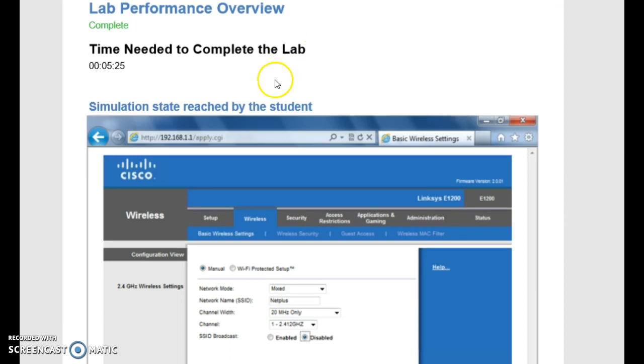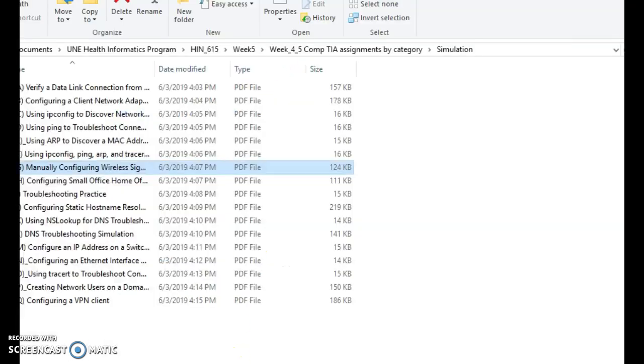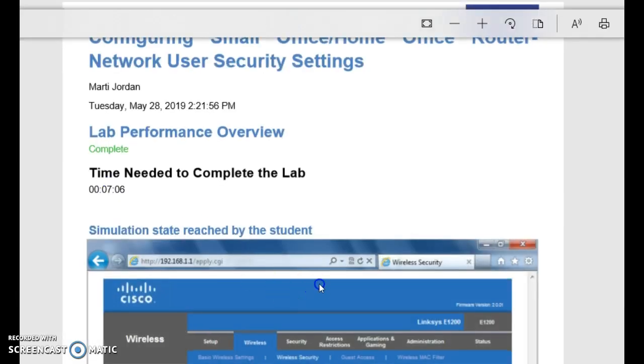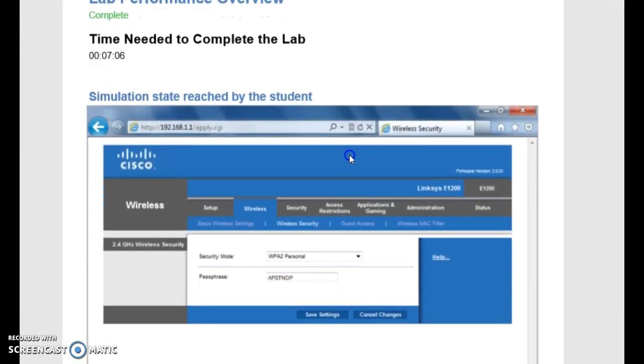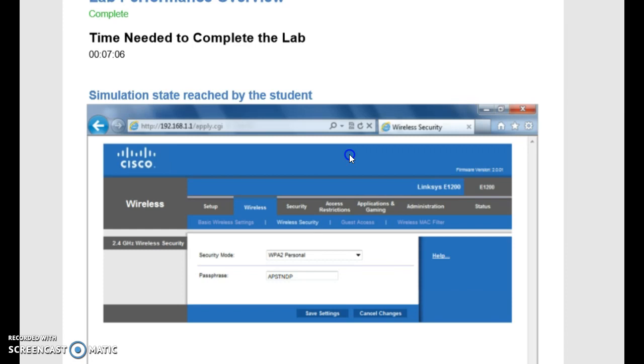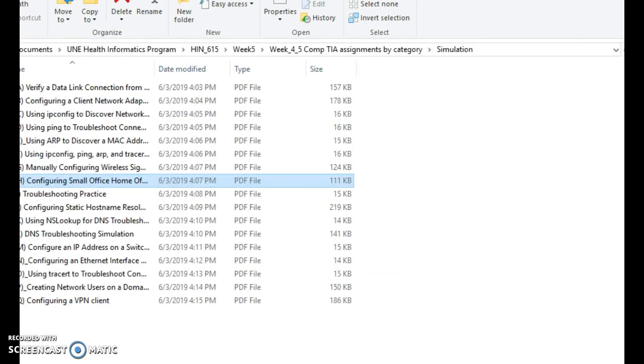And then the next one was configuring a small office, home office. I did this one, and that one only took me 7 minutes. So I passed it and completed it. And then the next one was the one I did very last.